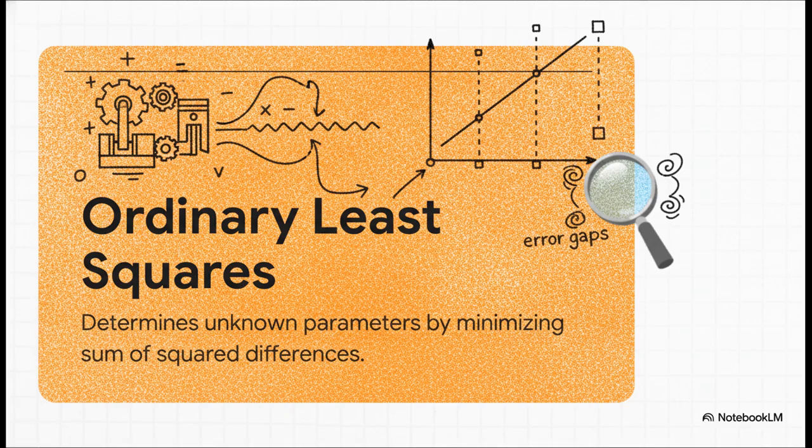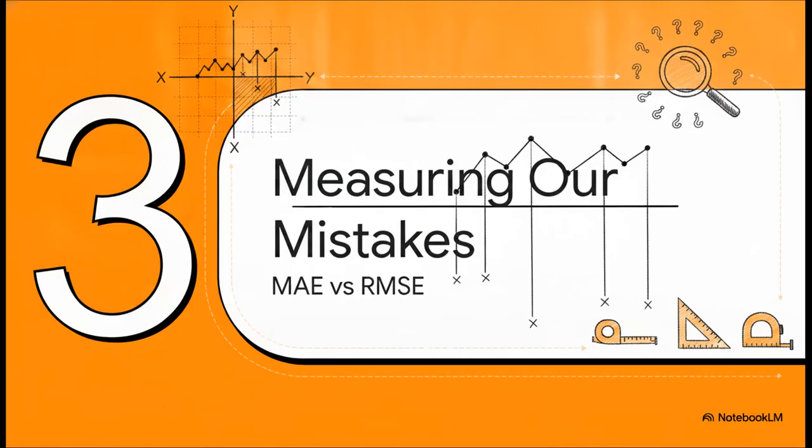So to solve for this, we use a method called ordinary least squares, or OLS. You can think of OLS as the mathematical engine of our model. It calculates the difference between our observed and predicted values, squares them, and then finds the specific line where the sum of those errors is at its absolute minimum. It's kind of like a giant rubber band pulling the line into the tightest possible fit, just to shrink those error gaps down. Moving right along to section 3, measuring our mistakes.